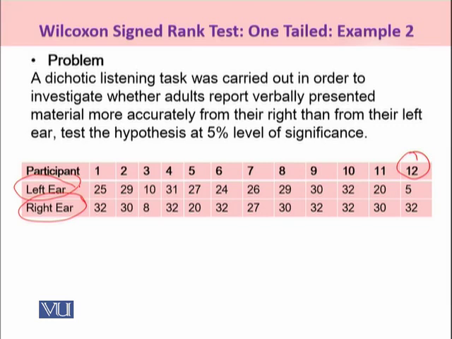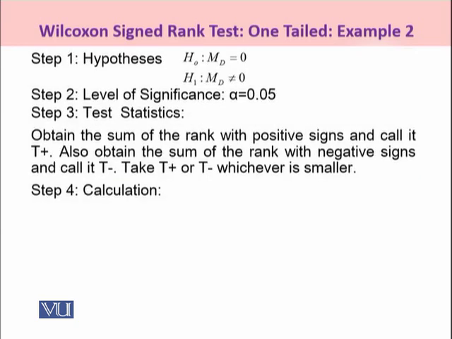For right ear or left ear, we wanted to assume whether the median difference between listening through the left ear or the right ear is the same or different. So the pair of hypotheses is MD equal to 0, that means the median difference is 0, whereas the alternative is that it is different from 0. Alpha is given to us as 5%.